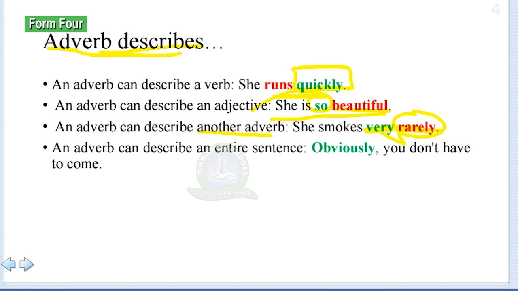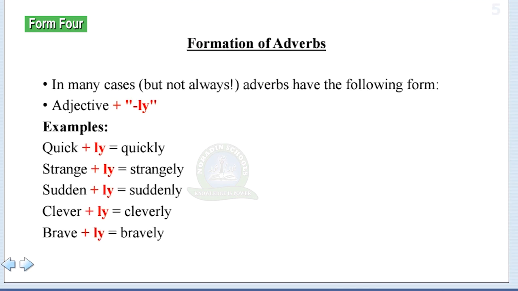An adverb can also describe an entire sentence, the whole sentence. For example, obviously. So you don't have to come, obviously. You don't have to come. So this describes the entire sentence. It's an adverb of manner.